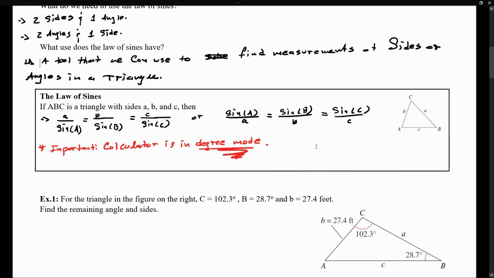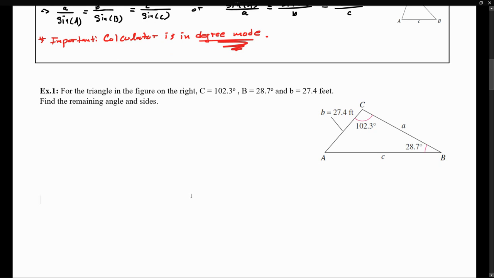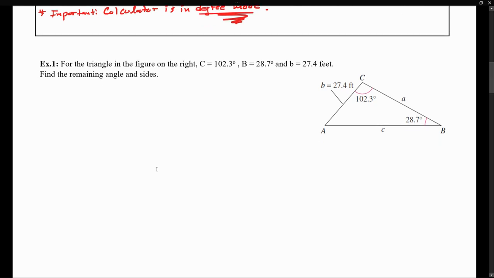All right. So this is what the law of sine is. This is how we state the law of sine. And now let's actually use it. So let's take a look at one example here. Let's identify what we know about this triangle, and let's identify what we want to do with this triangle. It says for the triangle in the figure, angle C is 102.3 degrees. Angle B is 28.7, and side B is given to us by 27.4.